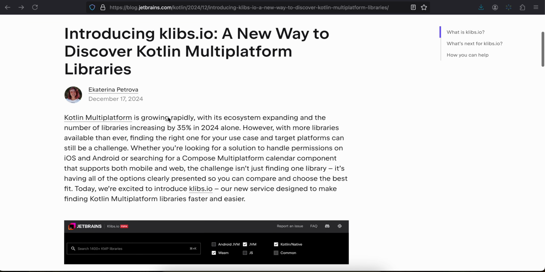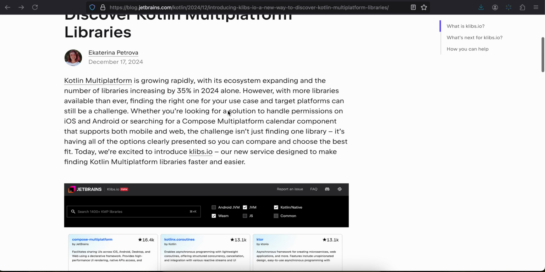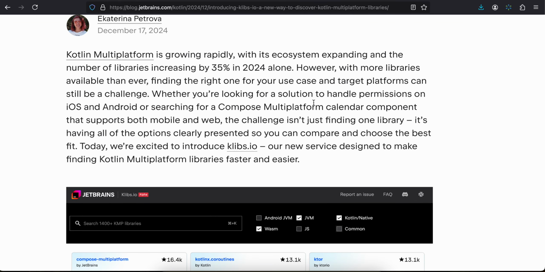So Kotlin Multiplatform is growing rapidly, with its ecosystem expanding and the number of libraries increasing by 35% in 2024 alone. However, with more libraries available than ever, finding the right one for your use case and target platform can still be a challenge. Whether you are looking for a solution to handle permissions on iOS and Android, or searching for a Compose Multiplatform calendar component that supports both mobile and web, the challenge isn't just finding one library, it's having all of the options clearly represented so you can compare and choose the best fit. Today we are excited to announce klibs.io, our new service designed to make finding Kotlin Multiplatform libraries faster and easier.